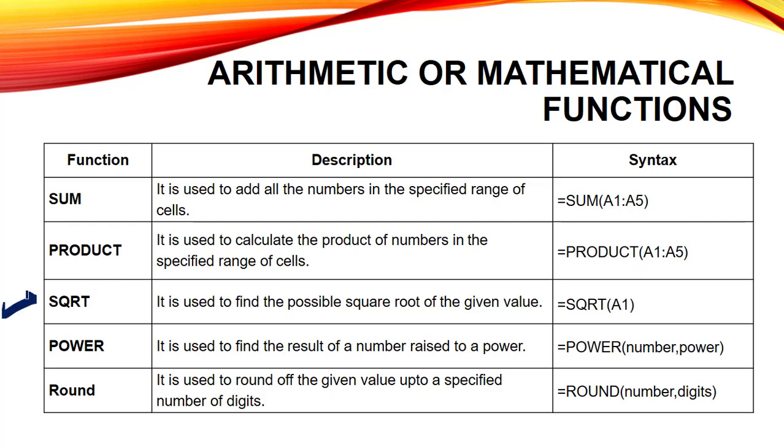Our third function is SQRT. SQRT stands for square root. Fine. So this function, the square root function, is used to find the possible square root of the given value. So with the help of this square root function we can calculate the square root of the given value or any given cell address. Fine. And that value will be positive.